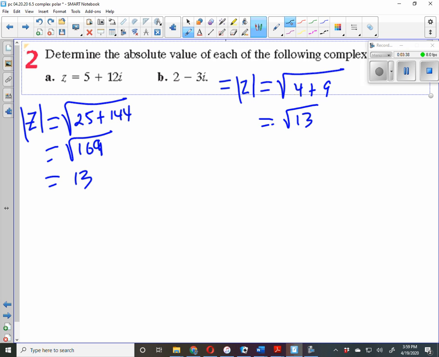Okay, and to clarify this, remember, if we were to graph this, we know that if you would go right 5 and up 12, that would be up here someplace, right? Then the distance from the origin to Z is 13. And again, you guys can draw in that right triangle and visually see that.